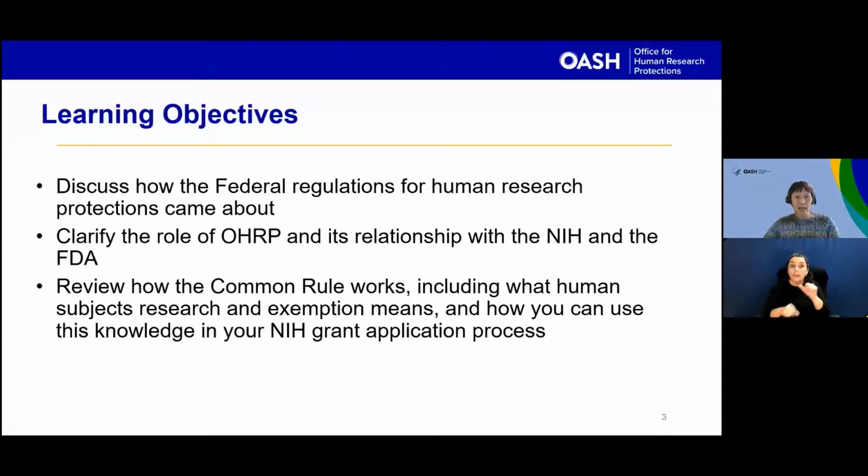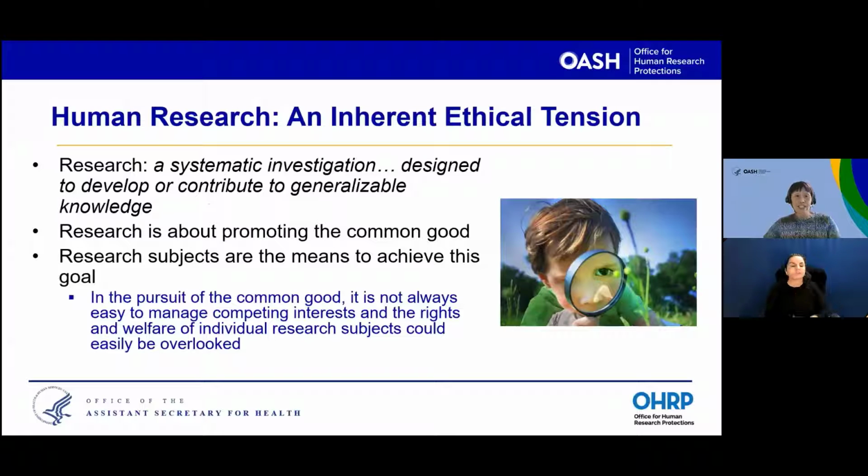So here are our learning objectives for today. I'm going to talk a little bit about how the federal regulations come about, and give you some clarification as to what the role of OHRP is versus the NIH and the FDA. And the most interesting part for you, I guess, would be to explain what human subjects research means and what exemption means. I hope that information will be really helpful for you when you complete your NIH grant application process. So let's start.